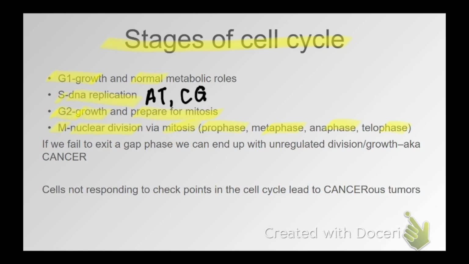If we fail to go through one of our gaps, either G1 or G2, those are like our checkpoints. And if we do not respond to checkpoints, it leads to cancer. That's what causes cancer and tumors, is if we're not doing what we're supposed to in G1 and G2. What are they supposed to do? Normal growth and normal preparation for mitosis. But if we skip over one of those steps, we go right into replication, then all that cell is stuck doing is making another copy and making another copy and making another copy. And that's how tumors happen.